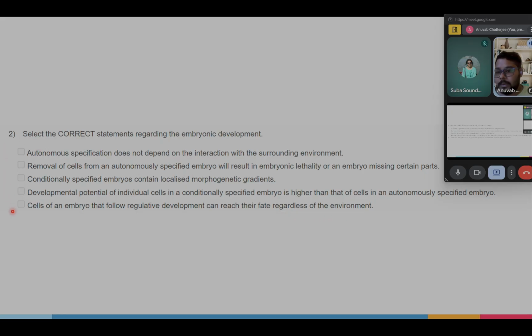So this is a more-than-one-correct kind of question. More than one option could be correct. So you can put in A, B, C, D, whatever you think are the correct options into the chat.